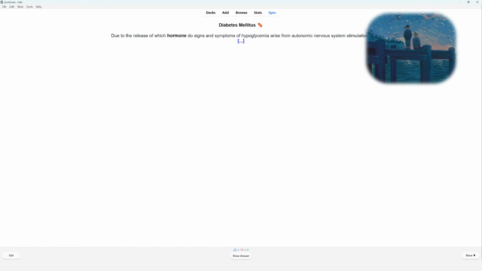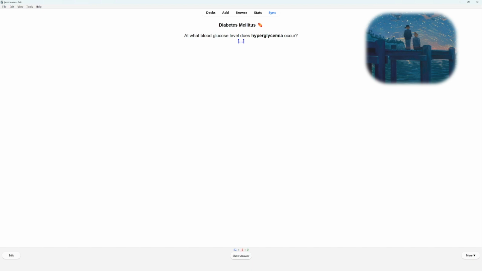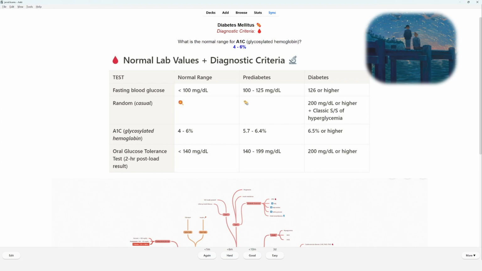Due to the release of which hormone do signs and symptoms of hypoglycemia rise? Less than 70. Release of which hormone? Epinephrine. At what blood glucose level does hyperglycemia occur? Over 200. What is the normal range for A1C? Under 5.7, so 4 to 6.